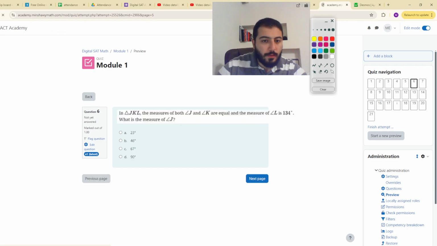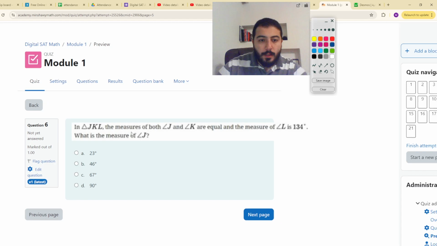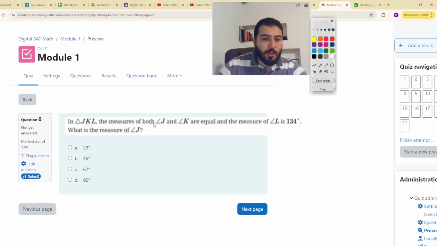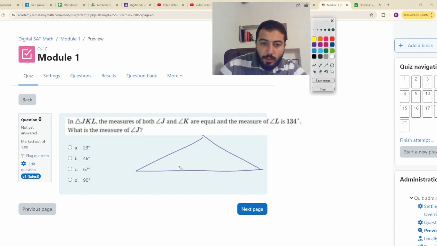Question number 6. Triangle JKL, the measure of both angle J and angle K are equal, and the measure of angle L is 134. What is the measure of J? So we have an isosceles triangle. Why isosceles triangle? Because he said that two angles are equal. Angle J and angle K are the same angle. So this is the isosceles triangle.